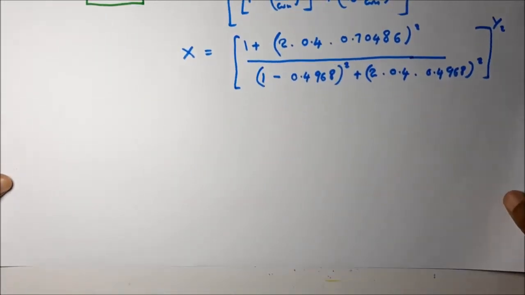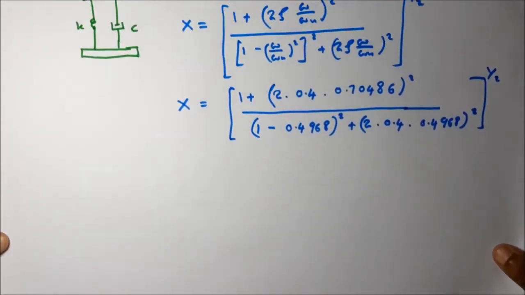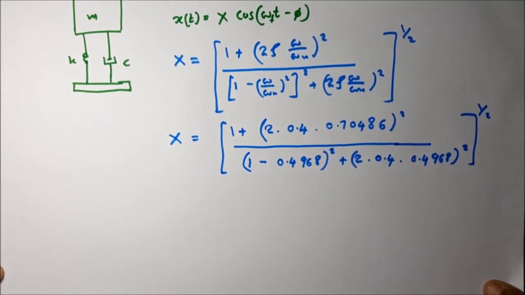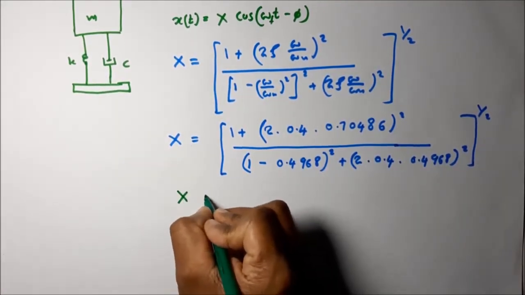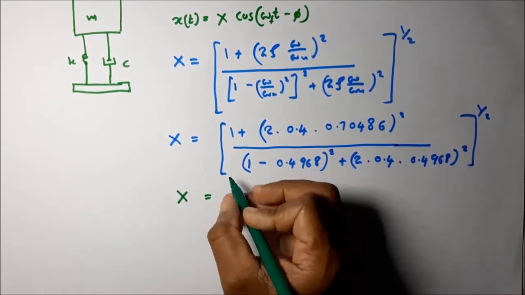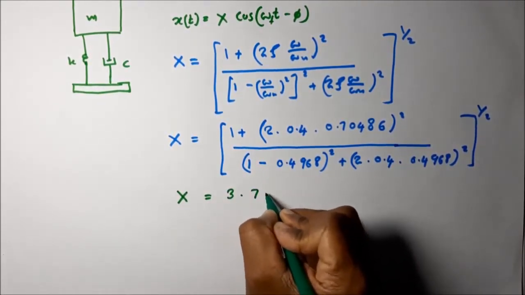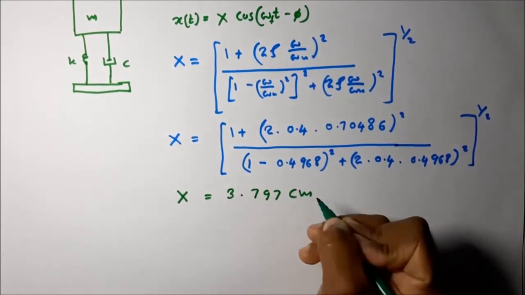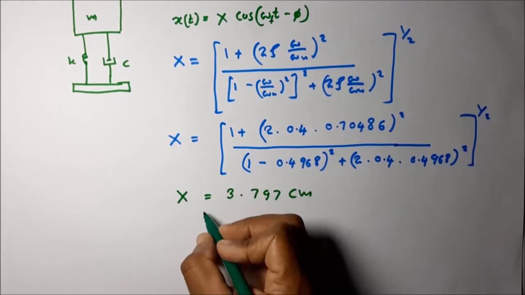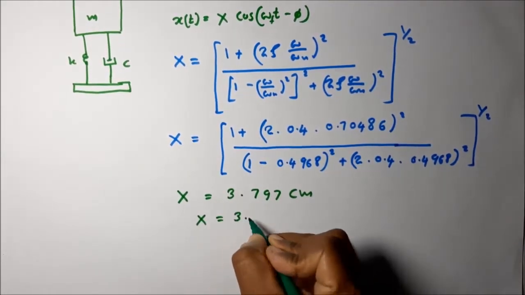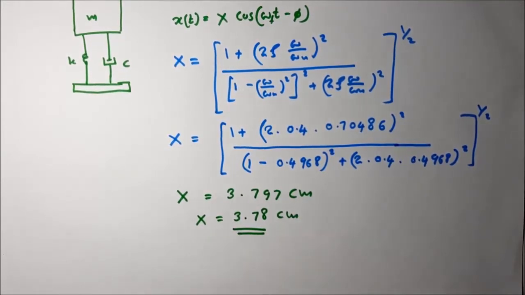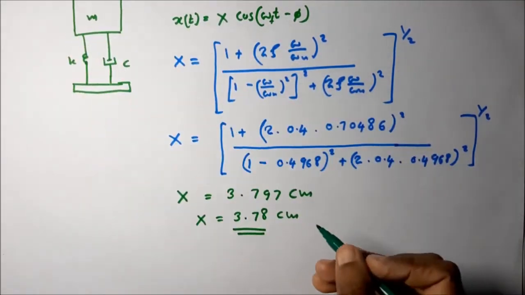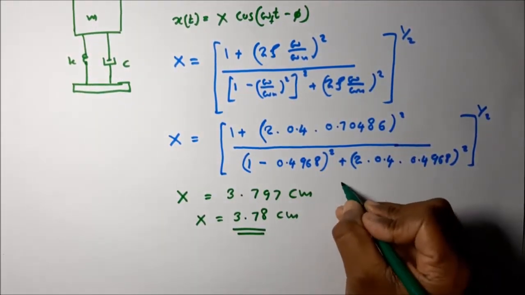Finally, if we substitute these values in this equation, I have already calculated this X value. For X we are getting 3.797 centimeters, approximately 3.78 centimeters. Okay, this is the amplitude of the vibration. That means this body is vibrating with this much amplitude.